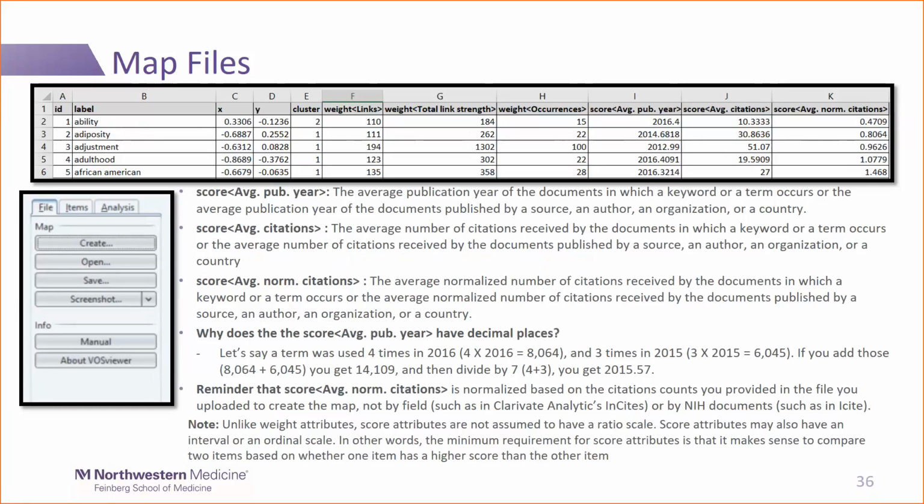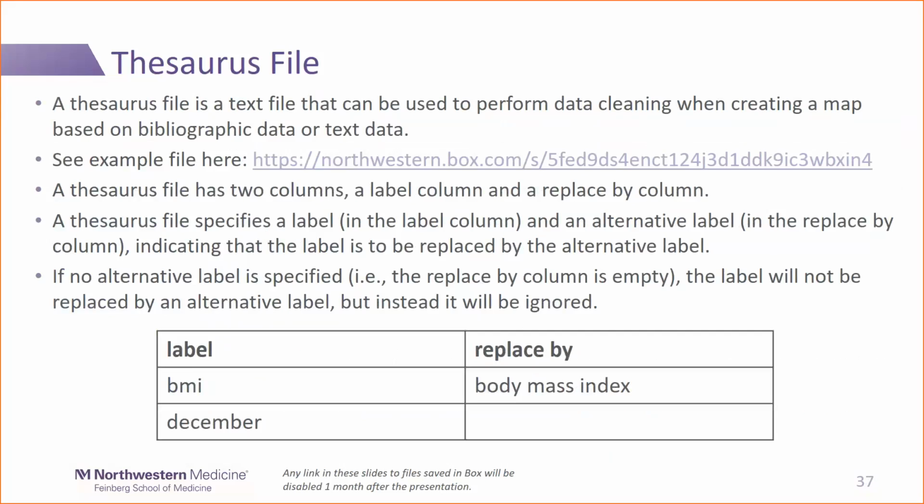Remember, there's 3 scores that it calculates: average pub year, which is the average publication year of the documents in which the term occurred. The score average citations, this is the average number of citations received by the documents in which the term occurred. Average normalized citation, which is the average number of citations received by the documents in which the term occurred, so it's that score that you receive is greater than 1 or less than 1. Okay. All right, so that was the map file.